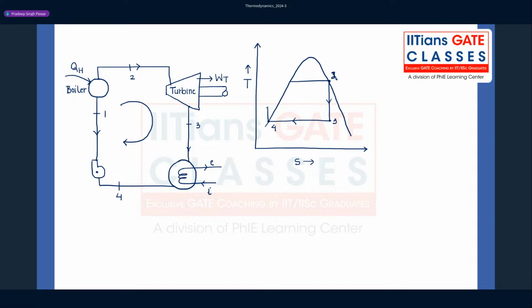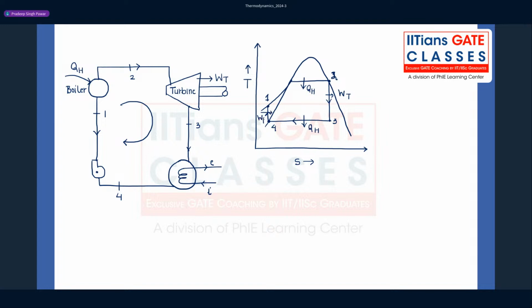And then from 4 to 1, the pump is coming into the picture, where there is a reversible adiabatic pumping process happening here. Okay, so this is the entire cycle. 1 to 2 is heat addition in the boiler. 2 to 3 is the process where we get turbine work. 3 to 4 is the heat rejection in the condenser, and 4 to 1 is the work done on the pump.